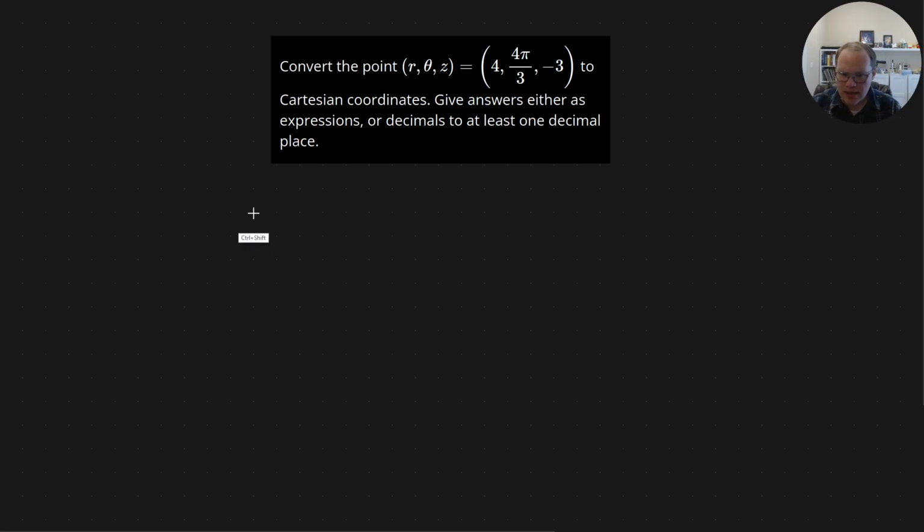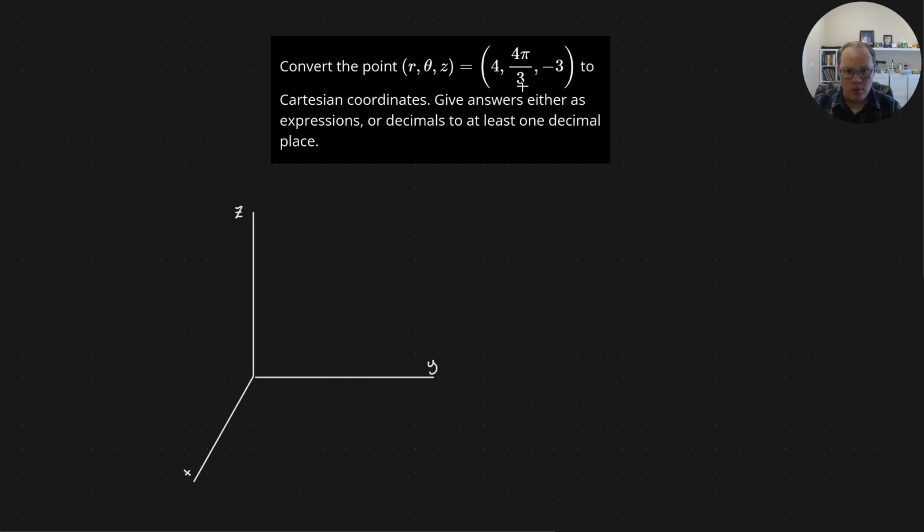Before we do that, it's helpful to plot these points. It gives you a little bit of intuition on how these coordinate systems behave. So let's plot this point in 3 dimensions using cylindrical coordinates. First, I'm going to focus on the first two here. Those are my polar variables, r and theta.